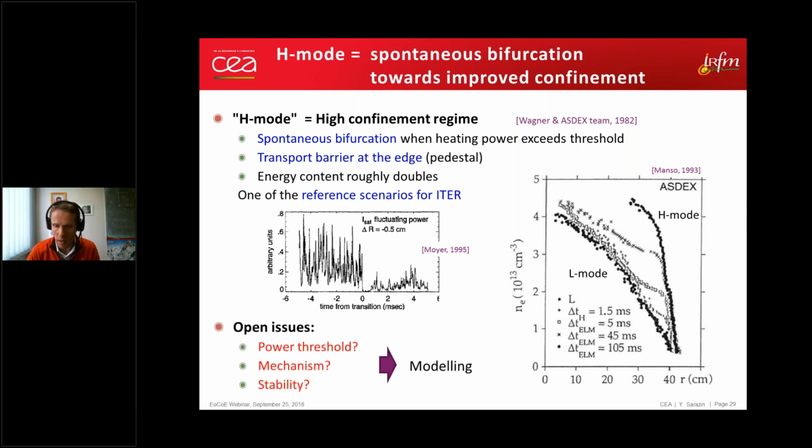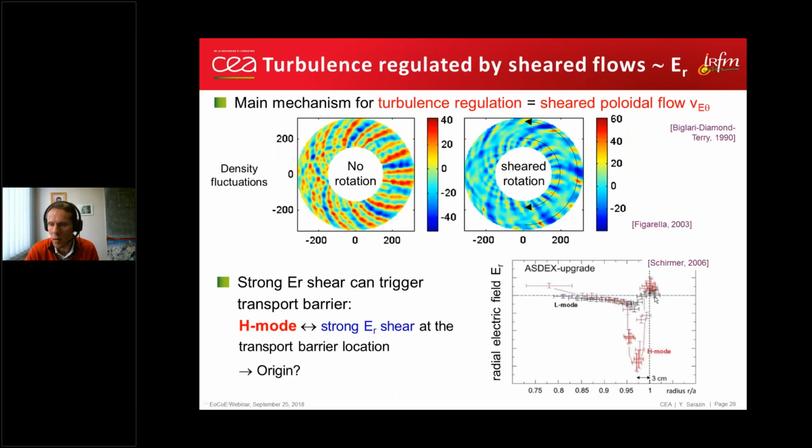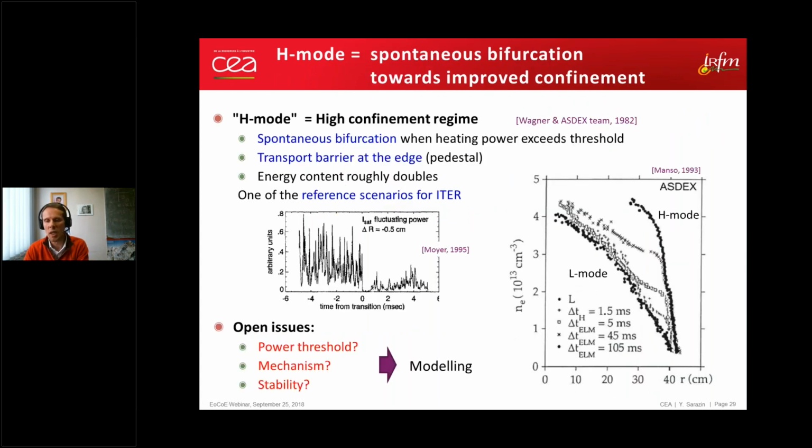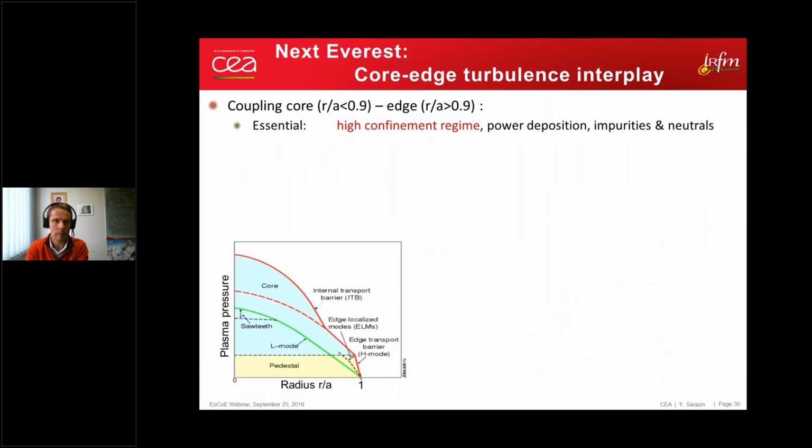Clearly, as I said previously, this is also related to a strong shear that develops in the radial electric field. This is the radial electric field in H mode, and you can see that it develops a strong well with a sheared region. So there is a big effort in understanding the power threshold for bifurcating toward this H mode, and to understand more precisely the mechanism and the stability of this H mode as well.